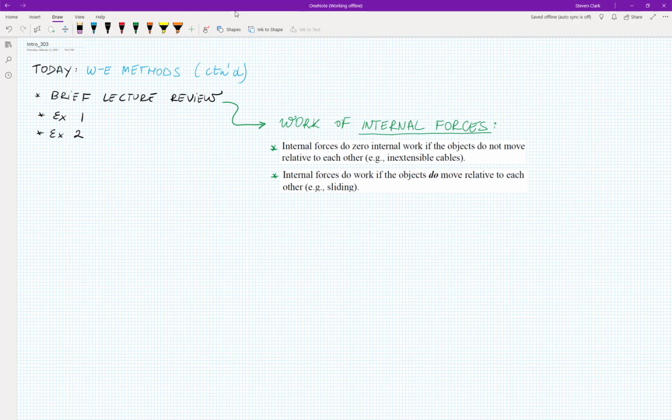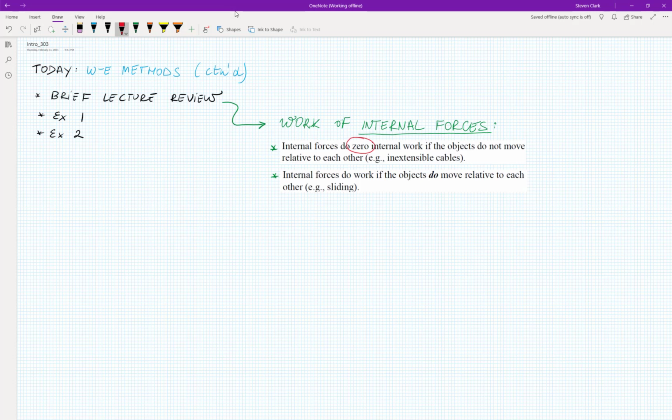Our brief lecture review will take approximately between 3 and 4 seconds, because I think I can summarize the entire lecture within these 2 sentences. Oops, not these ones, but these ones. So I just would like to remind you that work of internal forces is 0 when our bodies do not move relative to one another.